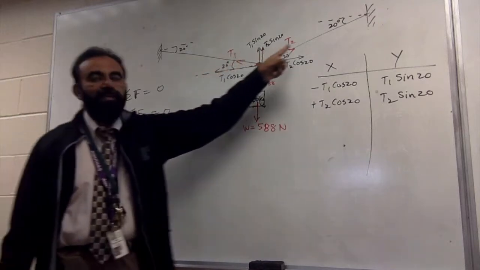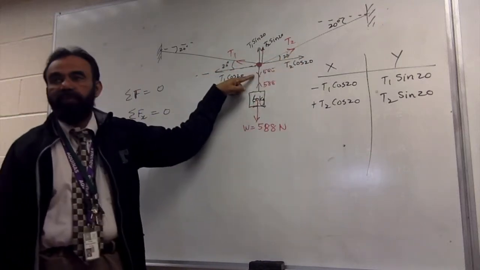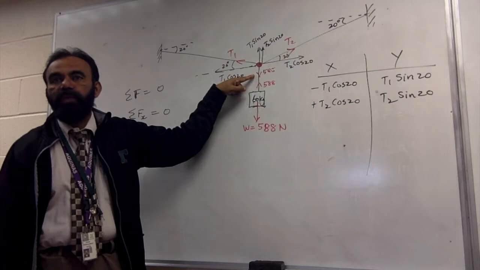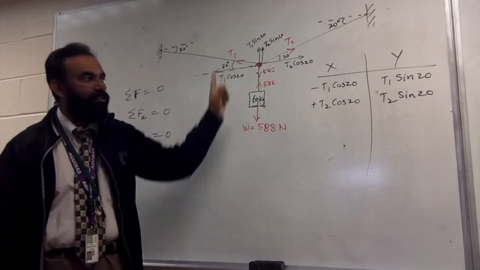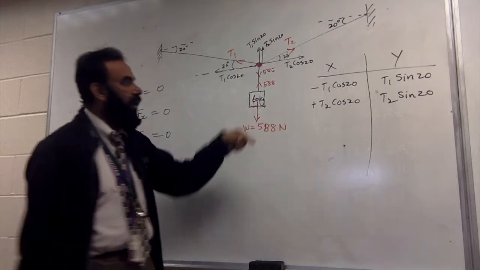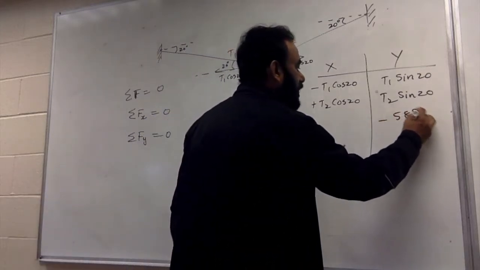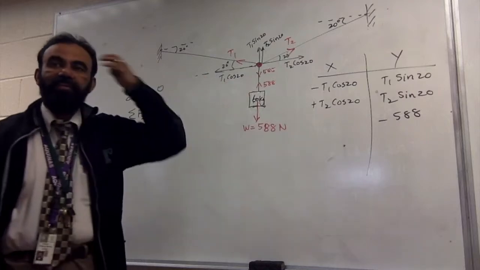And so we have taken care of T1 and T2, and there is a force here of 588 pulling which way? Down. And that is vertical or horizontal? X or Y? It's Y. So it's minus 588. And this one doesn't have anything in X.